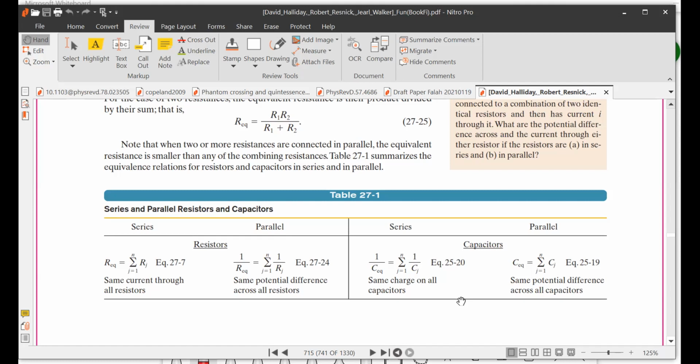So this is the same current in the serial circuit. In parallel, we have the same potential difference. And then in series, for capacitors, we have the same charge. Also in parallel capacitors, we have the same potential difference across all capacitors. Any question?